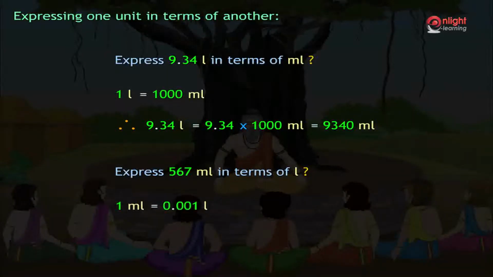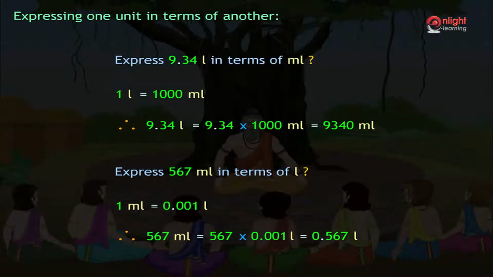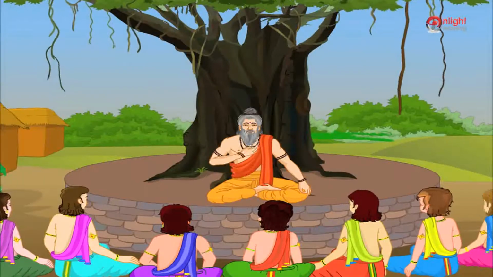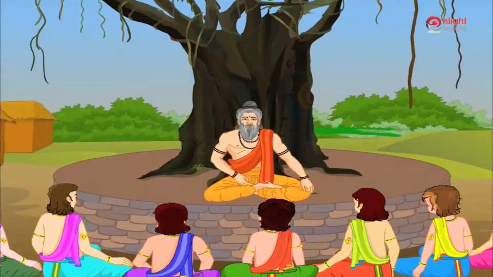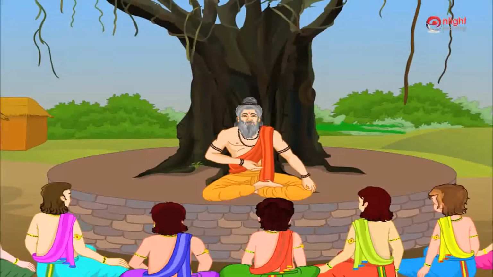Very good. Now, Sahadev, can you express 567 milliliters in terms of liters? Since 1 milliliter is equal to 0.001 liter, therefore 567 milliliters is equal to 567 multiplied by 0.001 liters, which is equal to 0.567 liter.